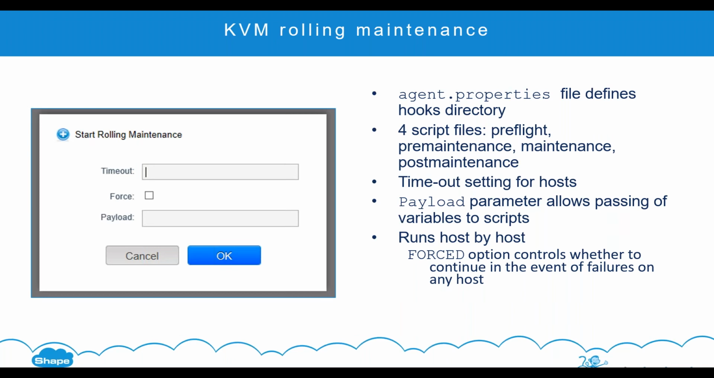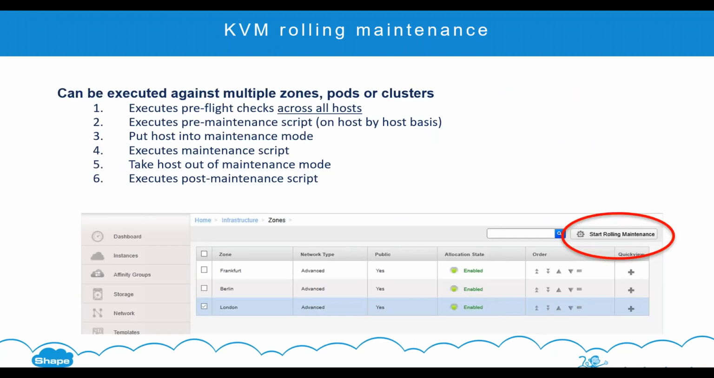We've got a timeout setting. We can pass in parameters to those scripts using a payload parameter on the API or in the UI. And we can also control how it reacts to failures with a forced parameter, which will, in short, if forced isn't switched on and it hits errors, it's going to stop. If forced is switched on, it will stop on one host and move to the next host. That's it in summary.